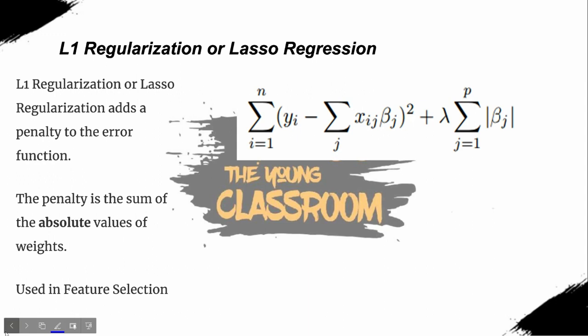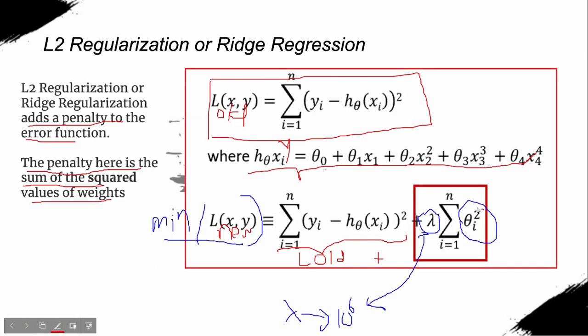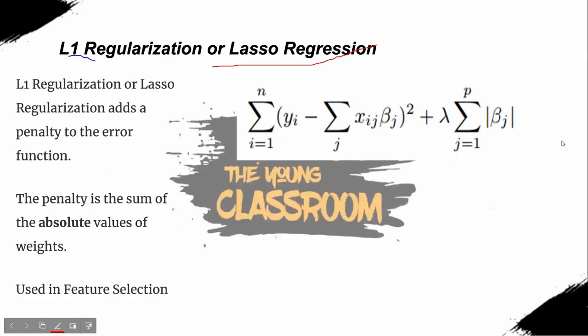Now let's get to the L1 regularization. The L1 regularization, also known as lasso regression, is something like this. The only thing that we have changed from L2 is that there was a square over here, but now we have just a modulus of that. It's just the power of 1. And the penalty is the sum of the absolute values of weights. Now it has one speciality, that it is used in feature selection.